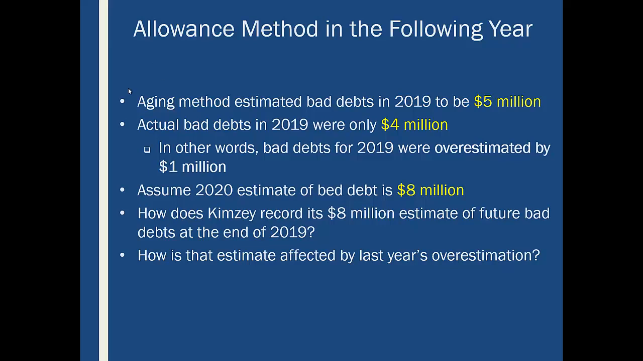So the aging method estimated bad debt in 2019 to be $5 million. Actual bad debt was only $4 million, so bad debt was overestimated by $1 million. Now that's not a bad thing. That's all right.